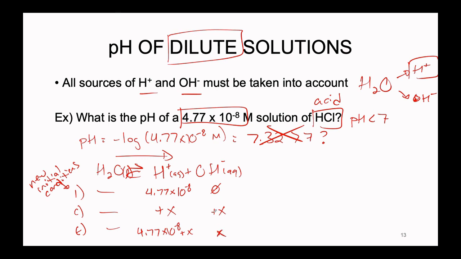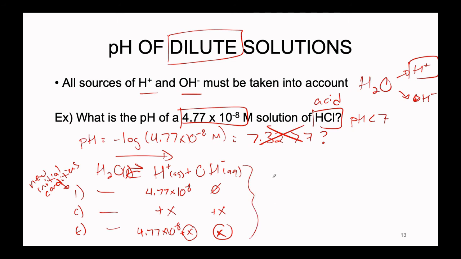Now again, this makes sense if our perspective is we have added some H plus, which is what this 4.77 times 10 to the negative 8 represents. And the water is also going to contribute some H plus and OH minus once it has reached a new equilibrium.